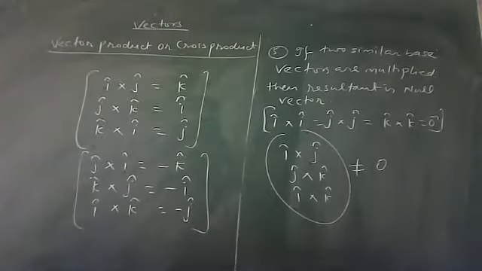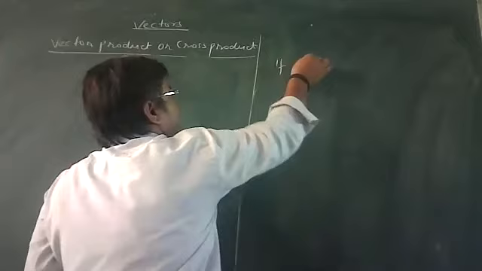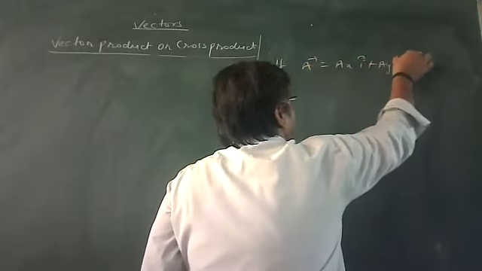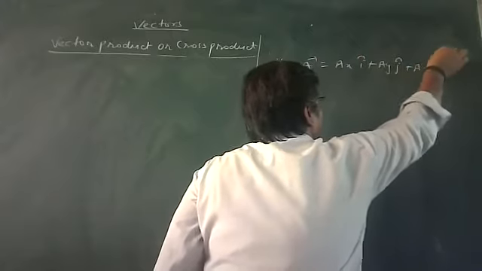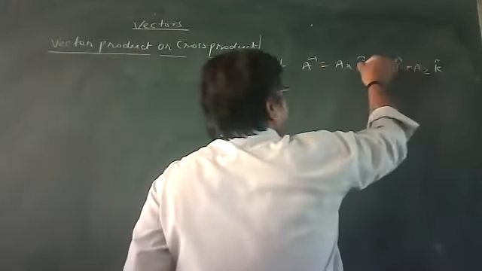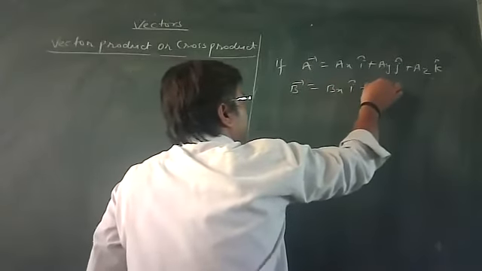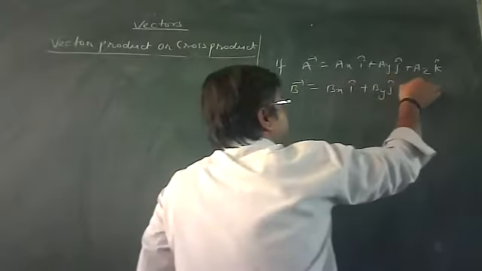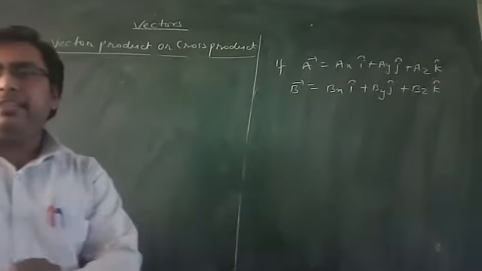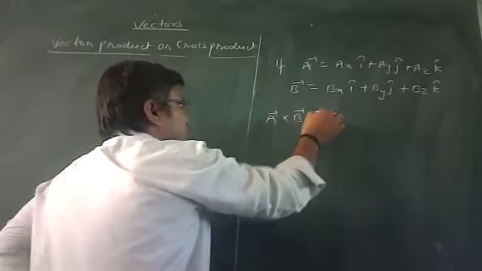Quickly note it down. Actual vectors here. If vector A is given to you as Ax i cap plus Ay j cap plus Az k cap, with rectangular components Ax, Ay, Az, and vector B is Bx i cap plus By j cap plus Bz k cap. Now both vectors are available in their rectangular components. If I'm going to multiply these two vectors, A cross B, then how will you do it?